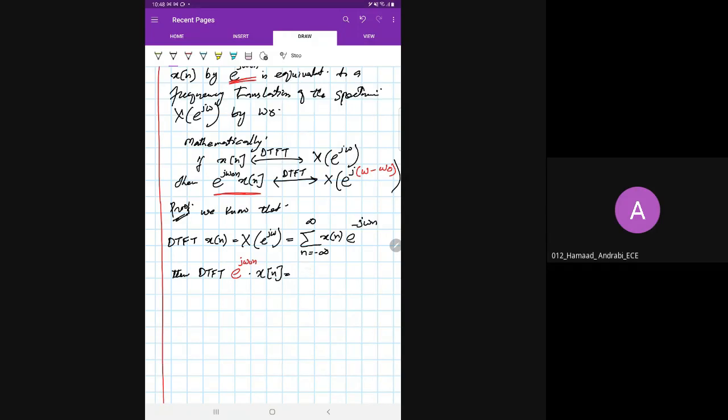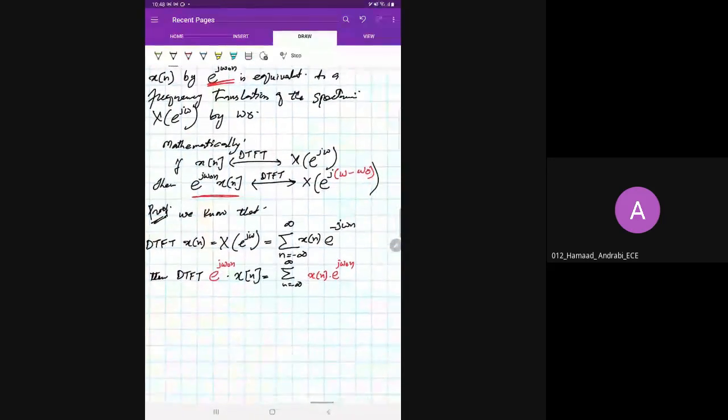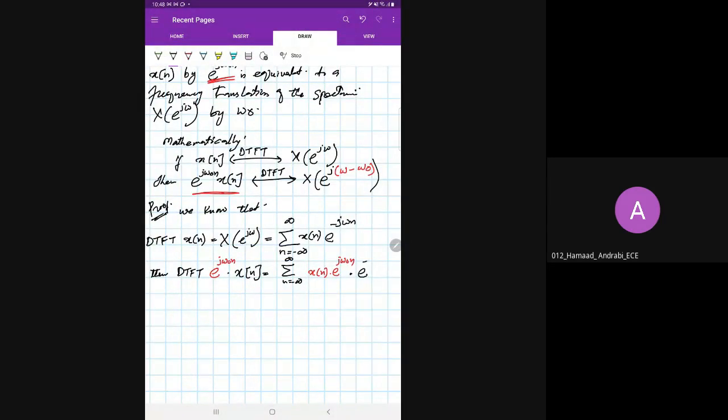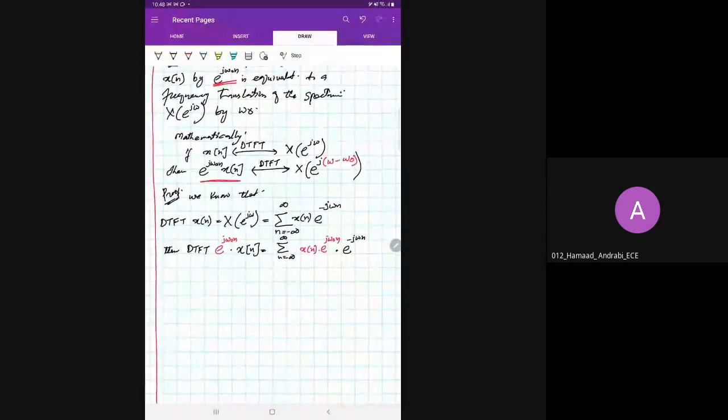will be equal to the summation of n equal to minus infinity to plus infinity. Instead of x of n, we have to write x of n into e raised to the power j omega naught n. That is my signal. In the general formula there is x of n, but now here we have x of n into e raised to j omega naught n, and in the general formula you have e raised to the power minus j omega n, that is already present there.